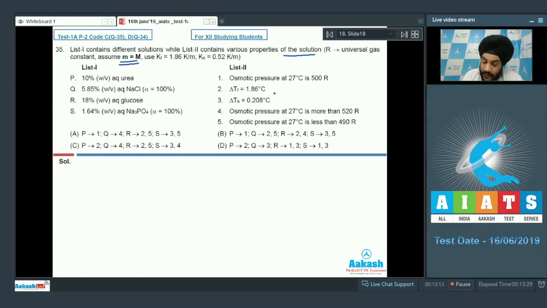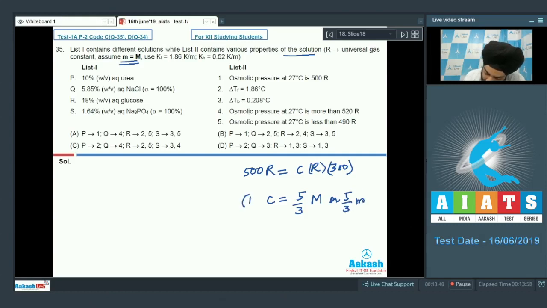So if we talk about list 2, we'll start by solving the colligative properties against their corresponding concentration values. So we have 500 R. Osmotic pressure is given by C into R into T. The value of T is 300. So we can see that the value of concentration will be equal to 5 by 3 in this case. So the concentration has to be 5 by 3 molar for option 1. We'll just write it down. So this corresponds to molarity or molality equal to 5 by 3. Okay. If you look at the second option now, we have delta Tf equal to 1.86 degrees C. The value of Kf is also 1.86. It must mean that the molarity or molality will be both equal to 1.